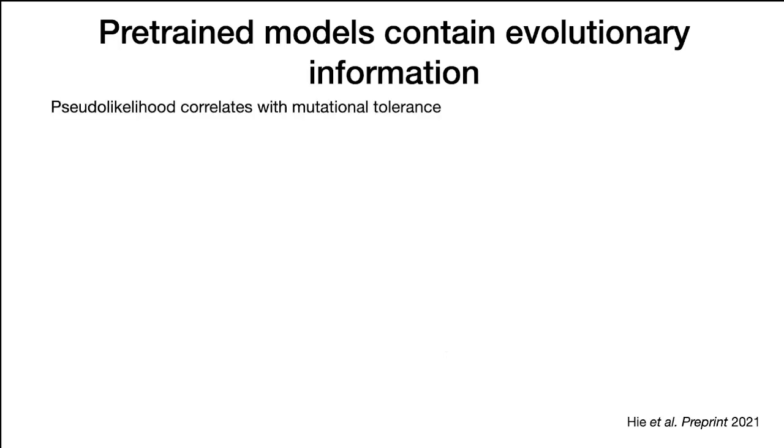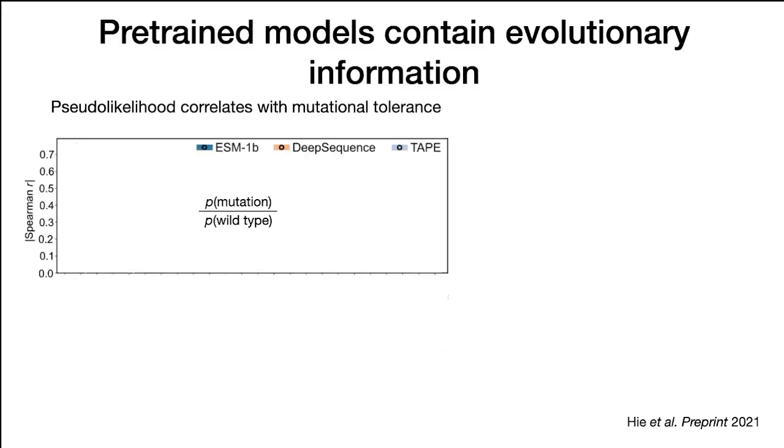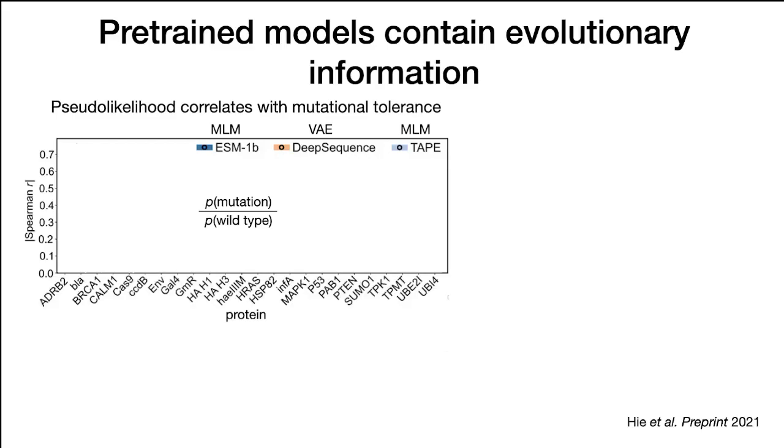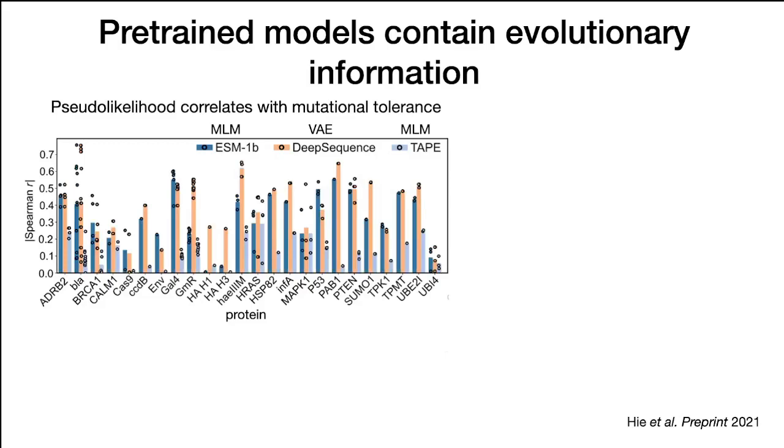One easy way to check that is that you can show that their pseudo-likelihoods, so the probability the masked language model assigns to a mutation divided by the probability of the wild type, correlate fairly well with how well that mutation is tolerated. So you can compare 2 masked language models, ESM and TAPE, and then a VAE, which is meant to do this kind of mutational tolerance prediction. You compare it across a whole bunch of what are called deep mutational scans, where people have tried to measure the effect of every mutation, and see that these masked language models just trained on a whole bunch of proteins straight from UniProt do pretty well.